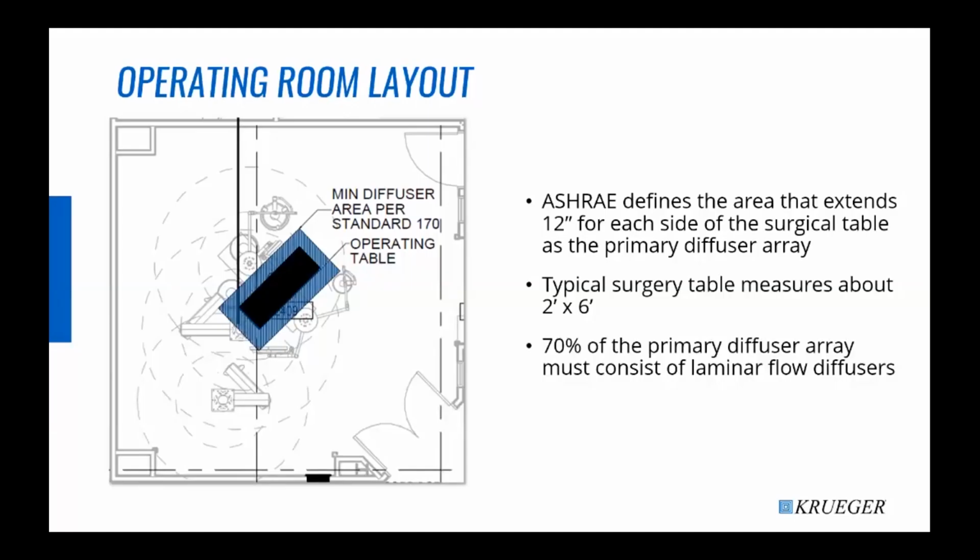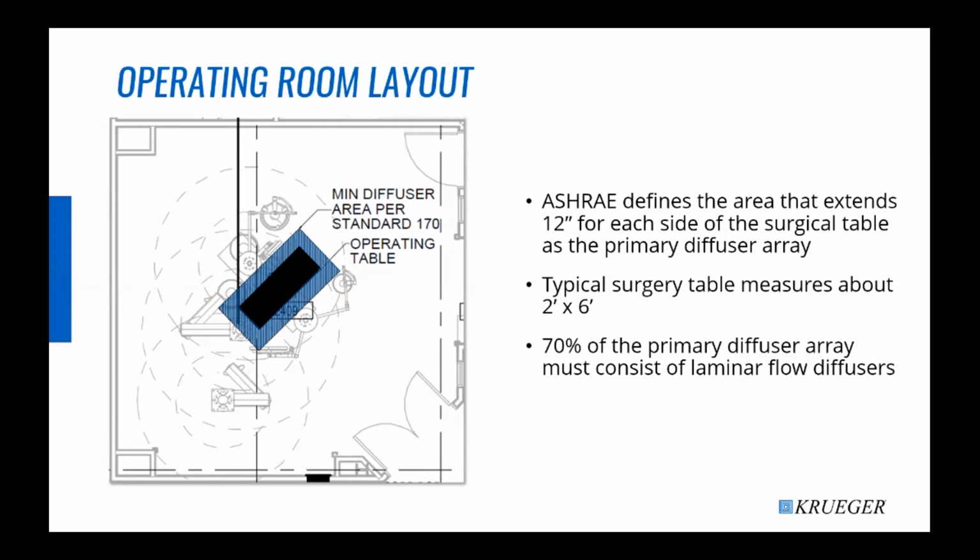Here we see a top-down plan view of a typical operating room that has the surgical table designated. And then we are extending the primary diffuser array 12 inches to each side of the table. And you can see that 12-inch extension in the shaded blue area. ASHRAE defines the area that extends 12 inches for each side of the surgical table as the primary diffuser array. Typical tables measure about 2 foot by 6 foot. So in this case, 70% of this blue area in the ceiling would need to consist of laminar flow diffusers.